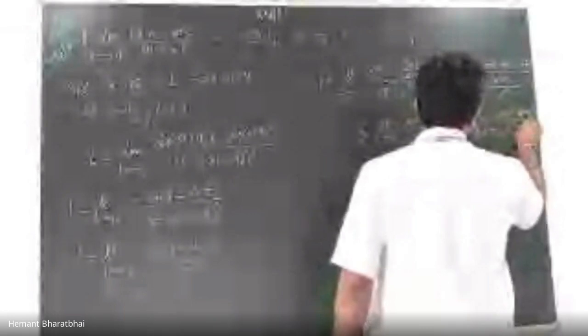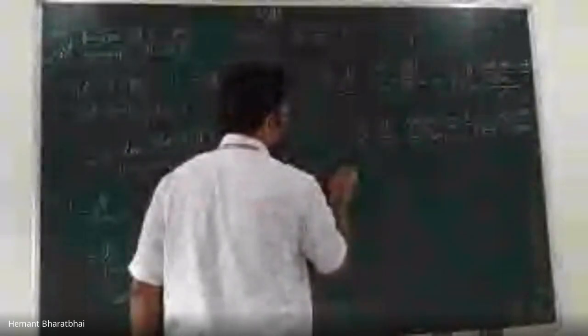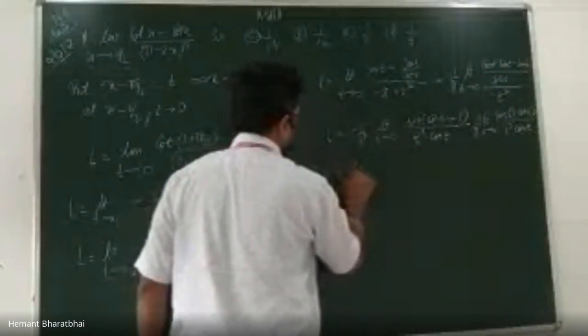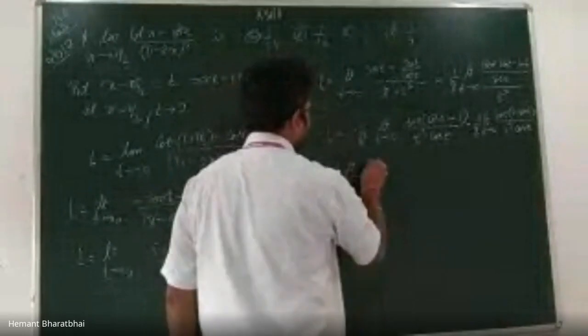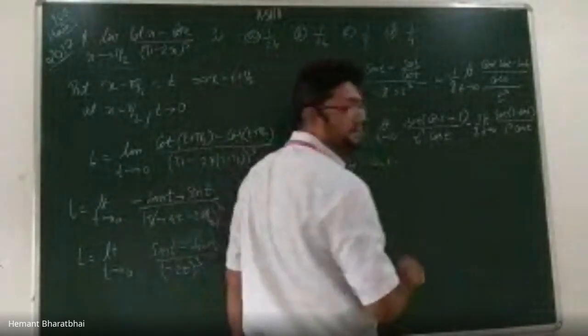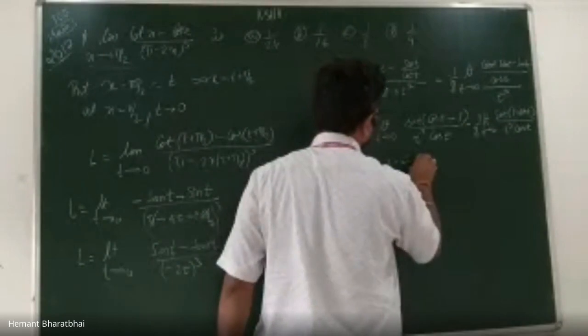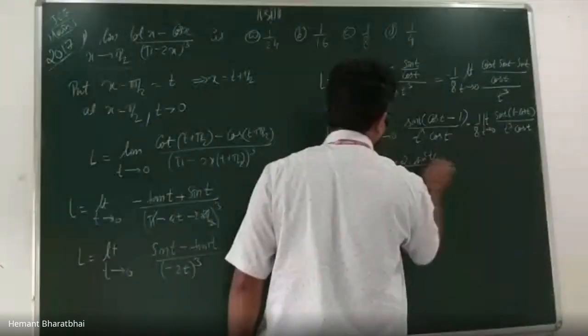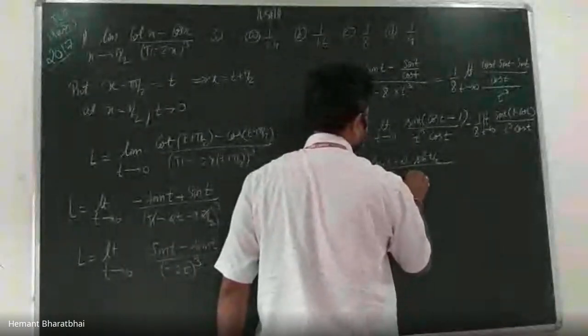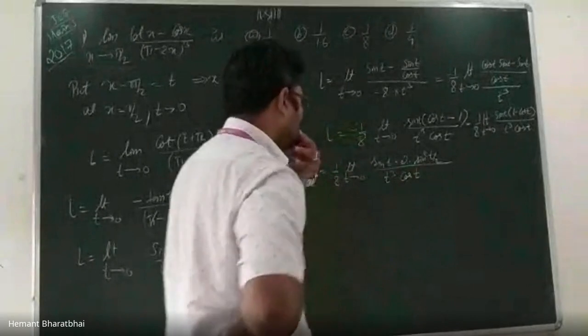One by 8 limit of t tends to 0 sin t into 1 minus cos t upon t cube into cos of t. Therefore, I will get L is equal to 1 by 8 limit of t tends to 0 sin t into 1 minus cos t, which is 2 times sin square t by 2 by the half angle formula, upon t cube into cos of t.